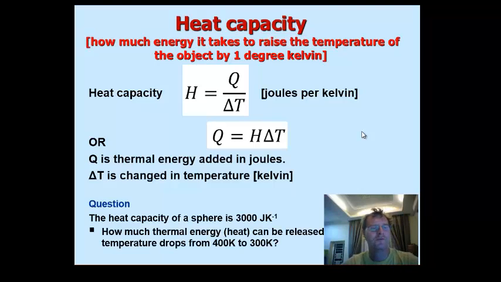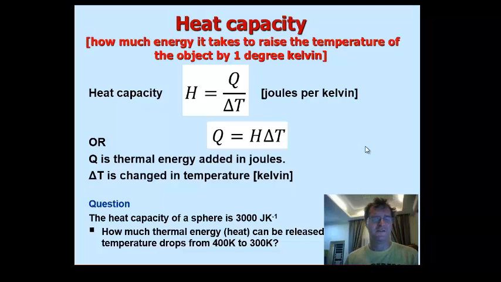To put it into a problem, the heat capacity of a sphere is 3000 joules per Kelvin. How much thermal energy, heat, is released as the temperature drops from 400 to 300 degrees Kelvin? Now what I have here is I know what the heat capacity is, and I know that the change in temperature is 100 degrees Kelvin. So if I multiply those two values together, I work out that 300,000 joules is the amount of thermal energy which is released in this situation.